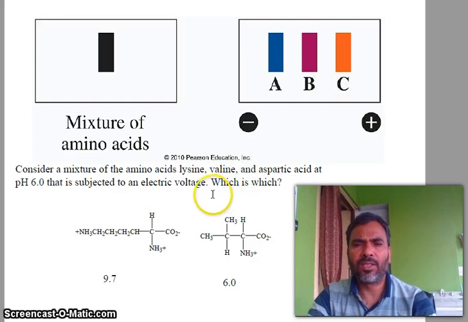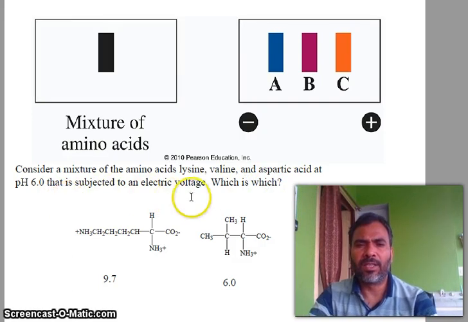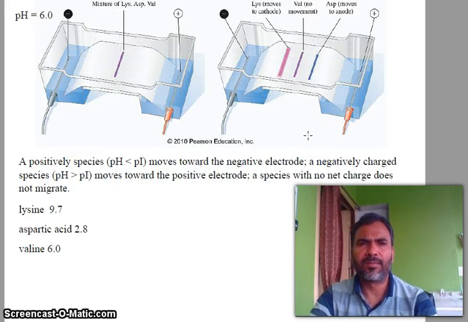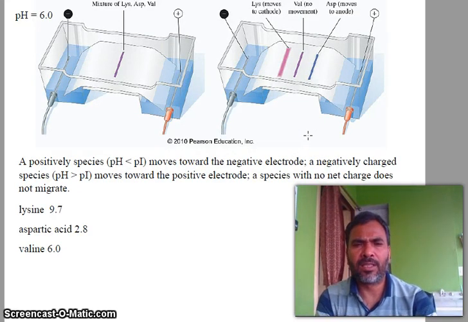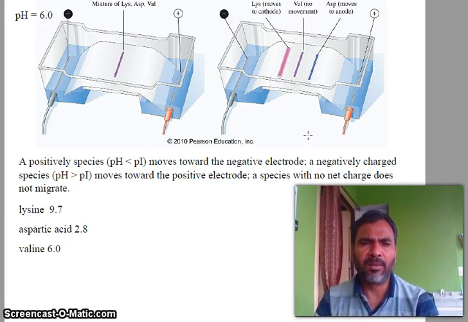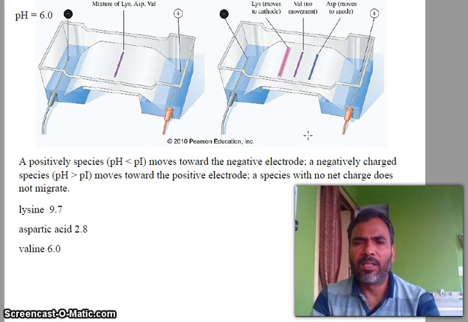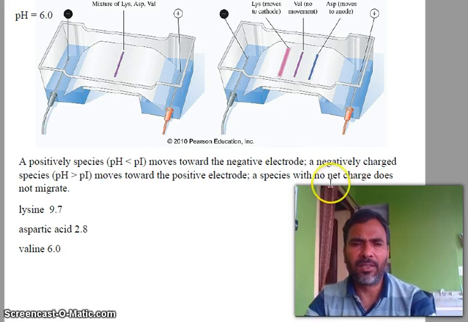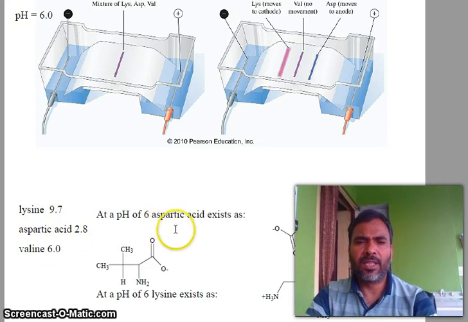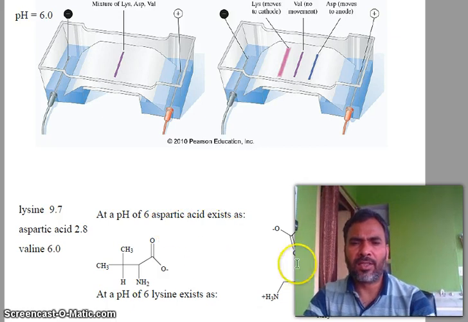Consider a mixture of the amino acids lysine, valine, and aspartic acid at pH 6.0 that is subjected to an electric voltage. So you know the pI values 9.7, 6 and 2.8. Positively charged species, with pH less than pI, move toward the negative electrode, and negatively charged species, with pH greater than pI, move toward the positive electrode. A species with no net charge does not migrate. Lysine 9.7, aspartic acid 2.8. So at pH 6, each species exists like this.